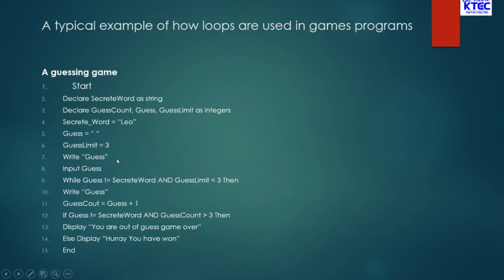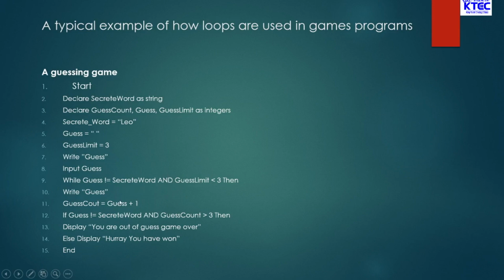Here we are prompting the user to enter the guess, so you input the guess. After you input, we check the condition. As long as the guess you enter is not equal to the secret word, and the guess count is less than 3, enter guess again. So you keep entering. When you enter the first time, it will add 1 to it, making it 1. Second time, 2. Third time, 3.